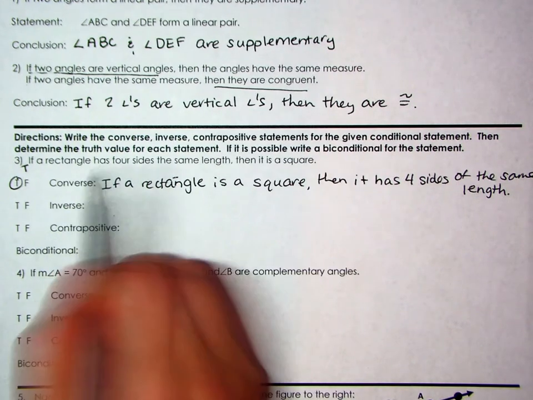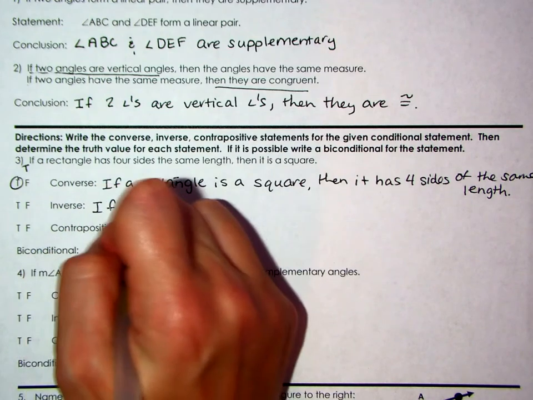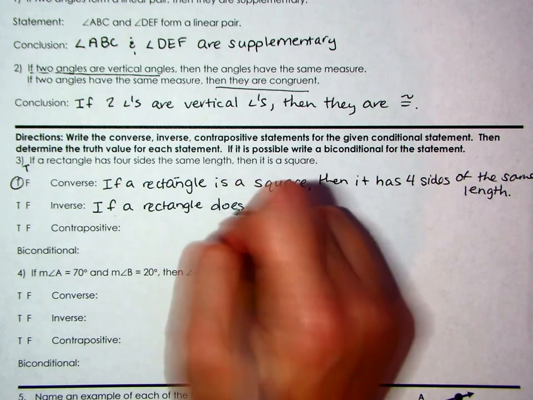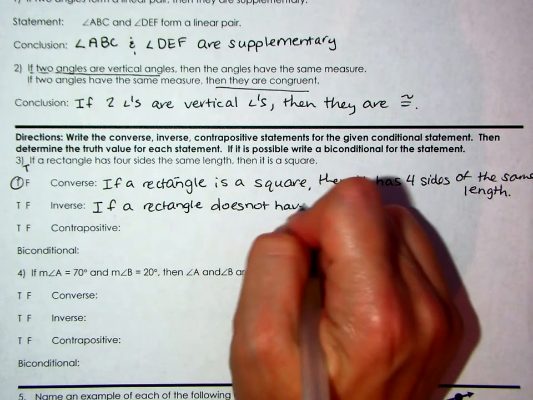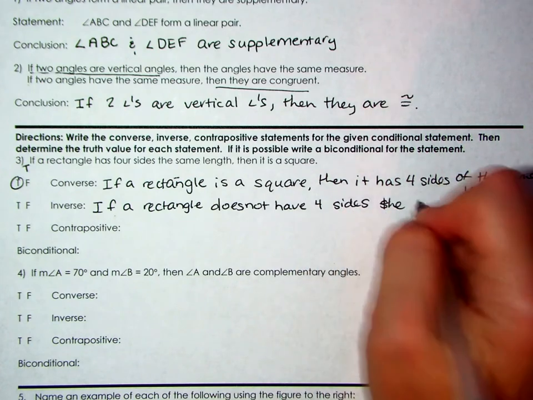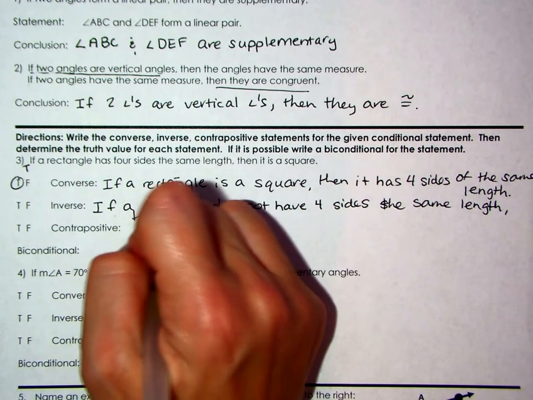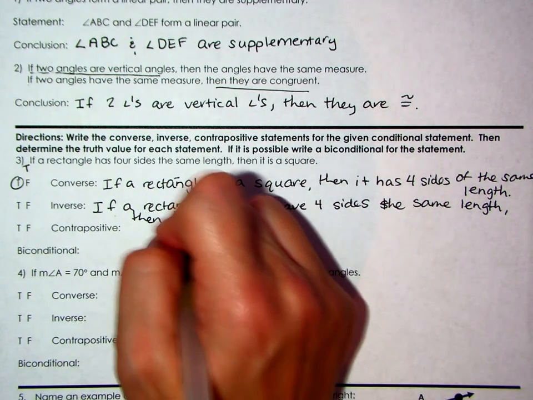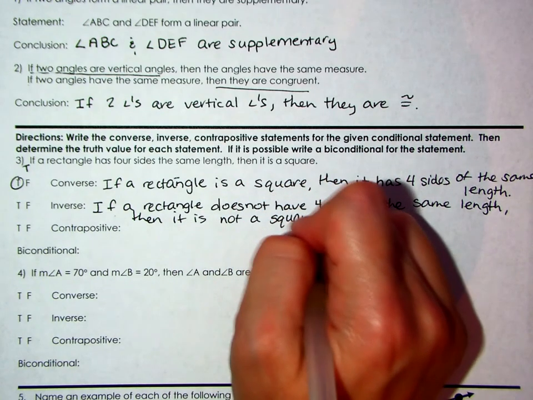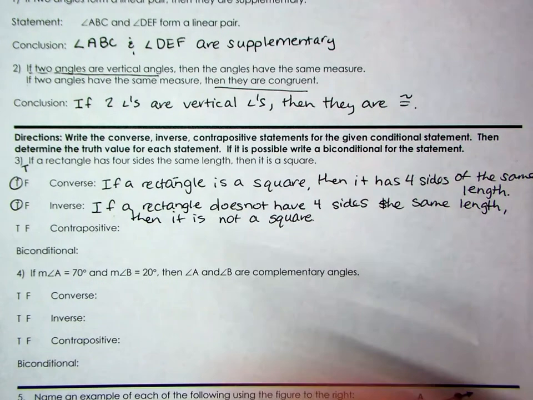The inverse. Inverse means when we negate both the hypothesis and the conclusion. If a rectangle does not have 4 sides the same length, then it is not a square. Which is true, and I know that because my converse and my inverse will always match in truth value.